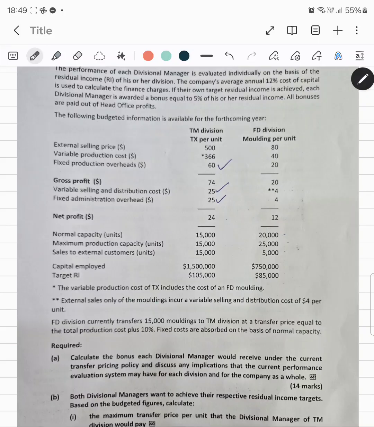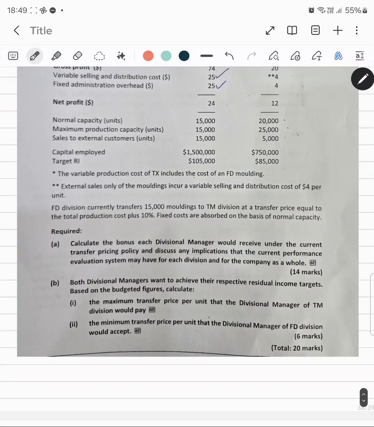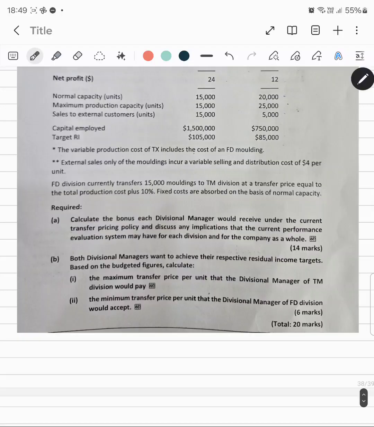What we need to read is that variable production overheads of TX include the cost of an FD molding. Okay, so what is the first part? Calculate the bonus each divisional manager would have received under the current transfer pricing policy and discuss any implication that the current performance evaluation system may have for each division and for the company as a whole.